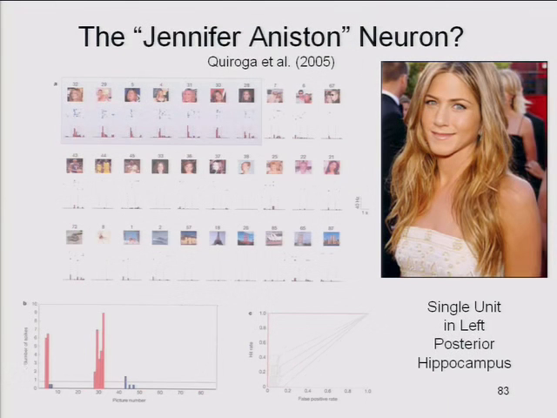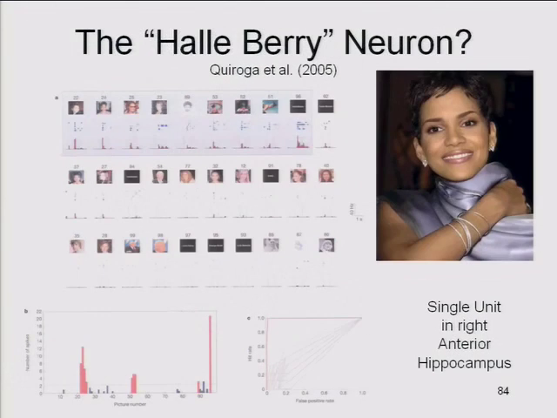So the Jennifer Aniston neuron in this one patient was in the left posterior hippocampus. The Halle Berry neuron in this other patient was in the right anterior hippocampus. Exactly where these things are doesn't really matter. The point is that what Quiroga and his colleagues are claiming here is evidence of some kind of actual localist representation at the neural level. Whether this pans out or not is a question for the future.